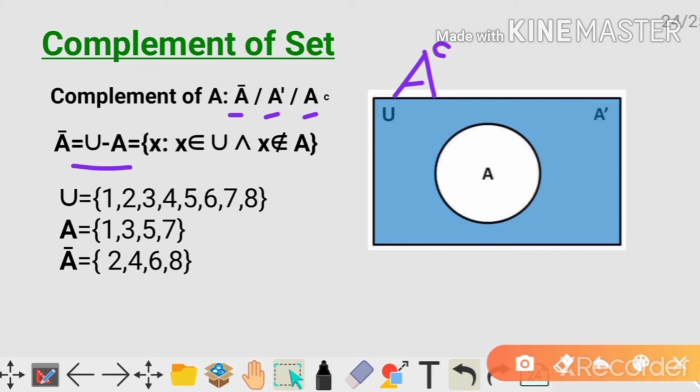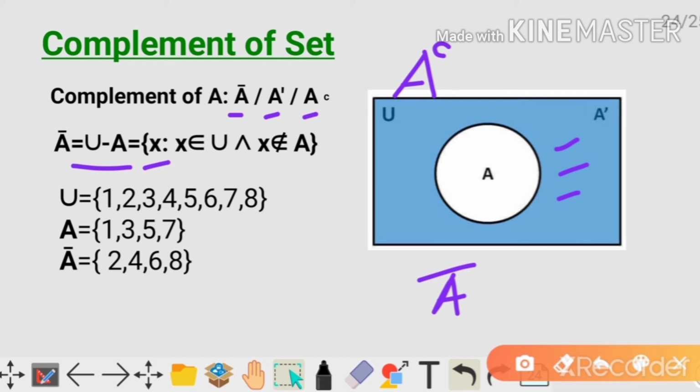Then the definition is it contains x where x belongs to the universal set and x does not belong to A. Here if you look at the Venn diagram, you can see the colored part is the A bar, that means the complement of A. Here you can see the outer part of this set denotes the complement. Okay, now look at the example.